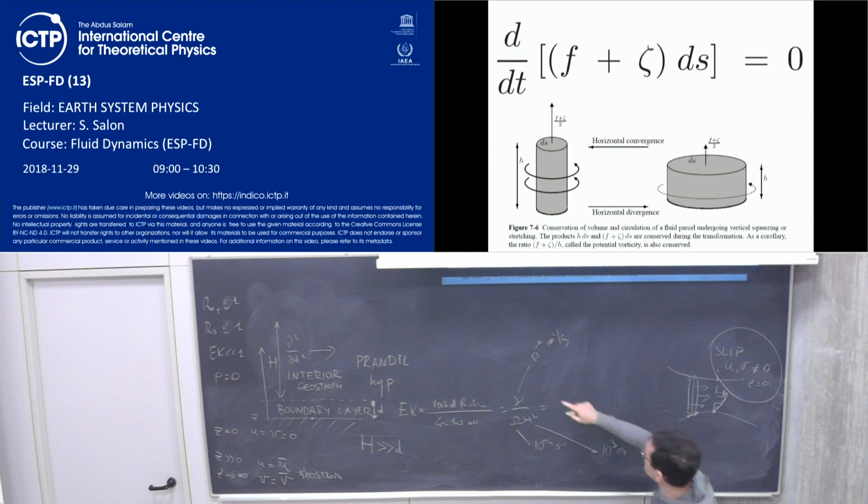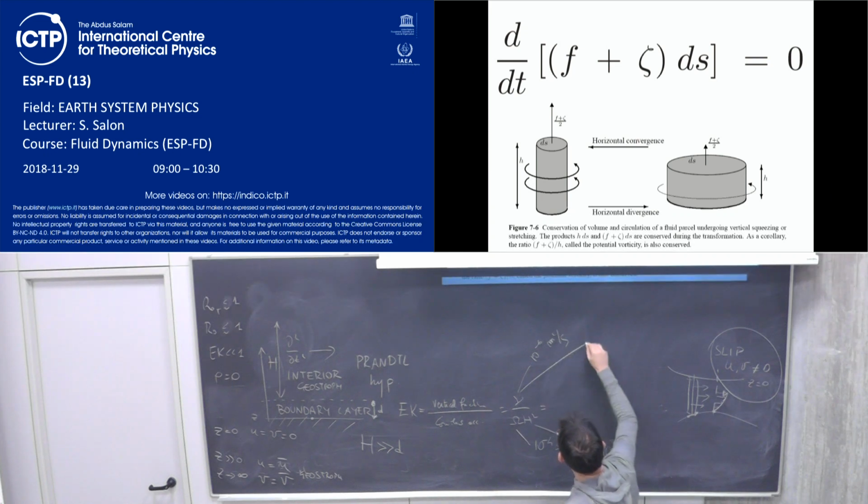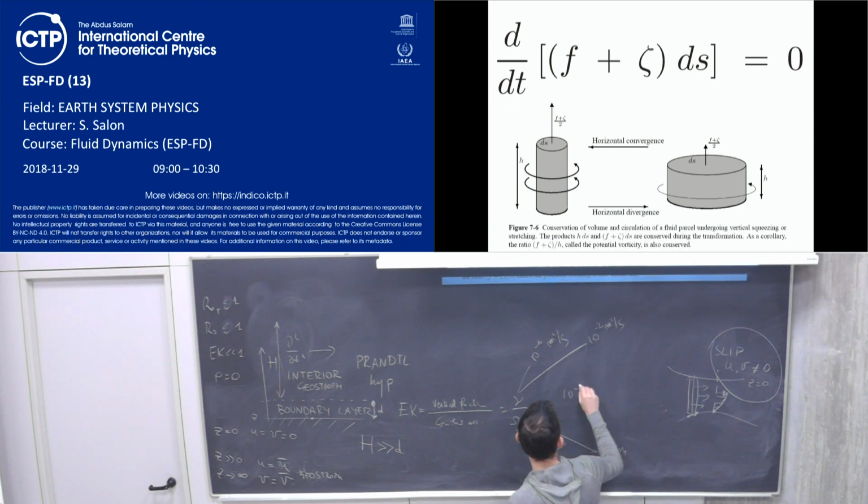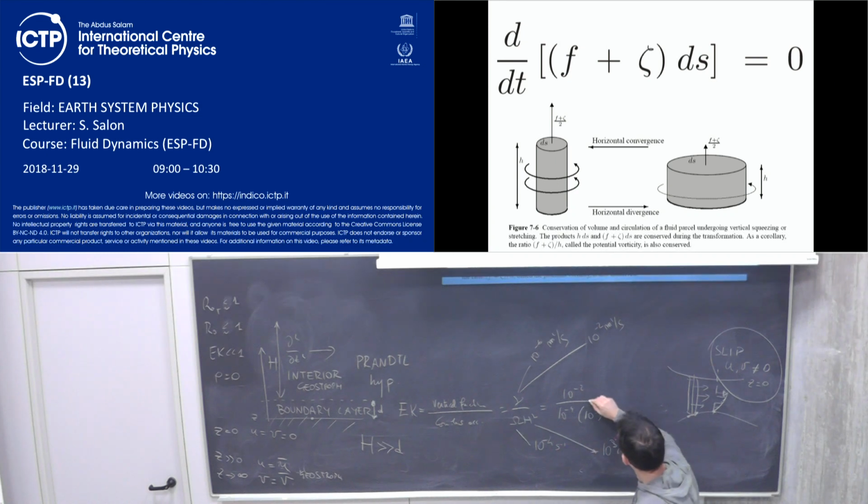Okay? So if we consider also eddy viscosity, so it's 10 to the minus 2, what do we obtain? So we will have 10 to the minus 2 over 10 to the minus 4 times 10 to the 6. Then we have 10 to the minus 2 over 10 to the 2. And so what we obtain is 10 to the minus 4, which is quite smaller than 1. Okay?